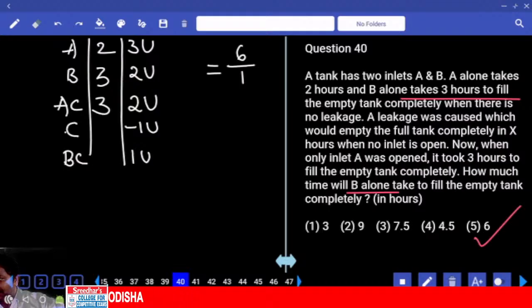Kilo wrong ichchanattunnaru. Answer is option 5. 6 hours. Final answer.